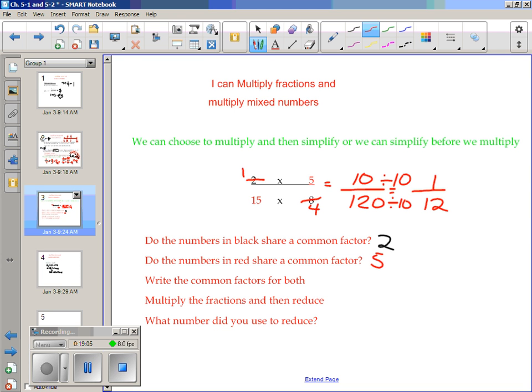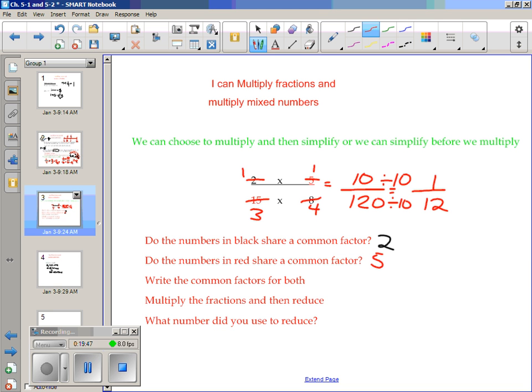Now, we said that they have a common factor of 5 as well, right? Does everybody see a common factor of 5 in both 10 and 120? Yes. Yeah. So if we know that they're going to both have that common factor, why don't we take it out ahead of time? What's 5 divided by 5? And 15 divided by 5? Now look what I get. What's 1 times 1? 1. What's 3 times 4? If you simplify before you multiply, and you break it down as low as you can, you will get your answer in simplest form.